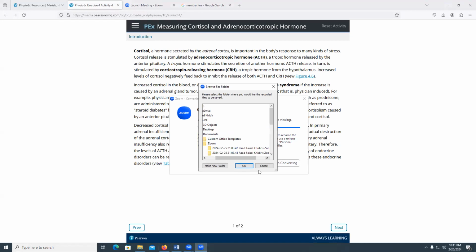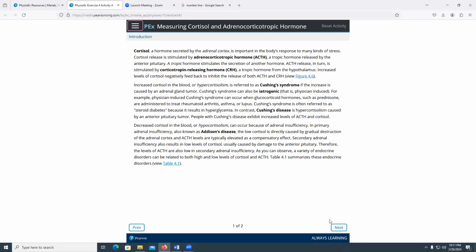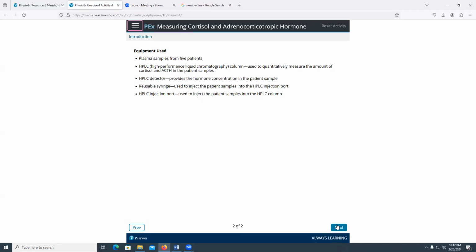So this is an overall introduction, and here we're going to look at the materials and methods, where we have plasma samples from 5 patients. We also have a high performance liquid chromatography column, and that is used to quantitatively measure the amount of cortisol and ACTH in the patient's samples. So we're going to be using the HPLC, the high performance liquid chromatography, in order to quantify the amount of cortisol and ACTH in our samples. And then we're going to use a high performance liquid chromatography detector, and that is important for providing the hormone concentration that was in each sample.